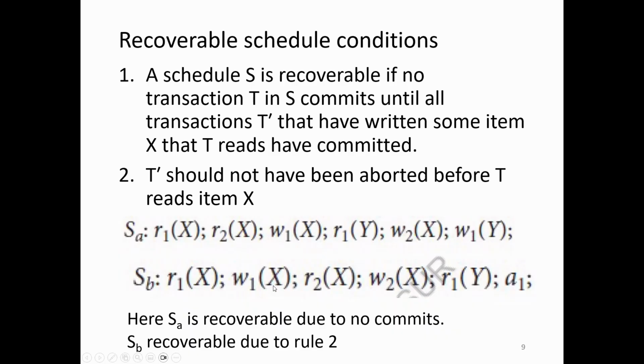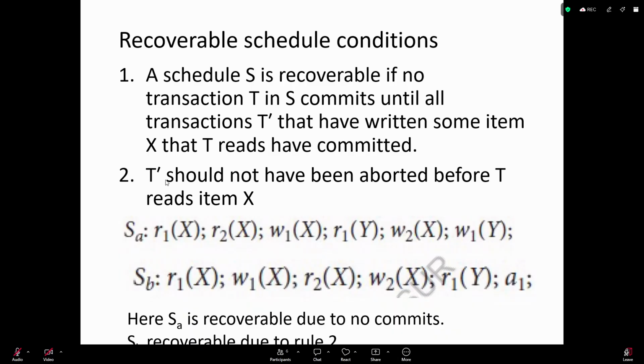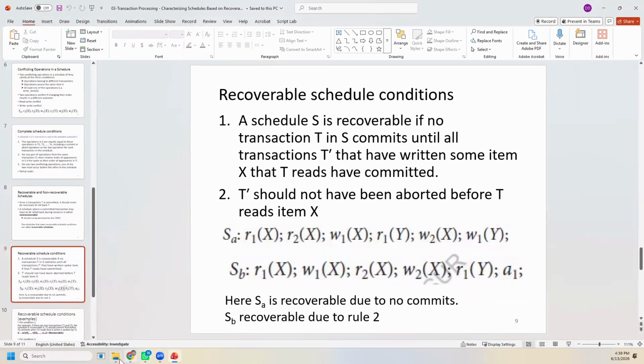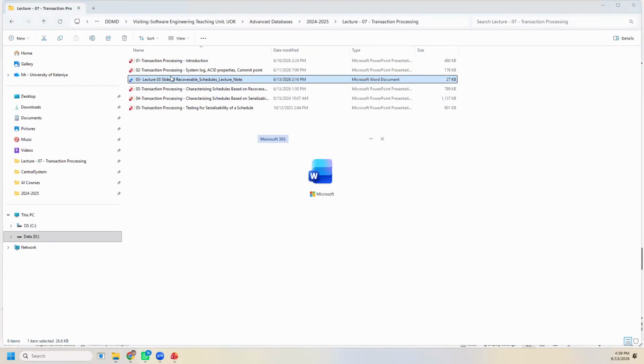First we have to see whether there is a commit. There is no commit, so we can ignore the first condition. Then we have to think about whether T dash should not have been aborted before T reads item X. So this is the condition. We can go through this with a different document.